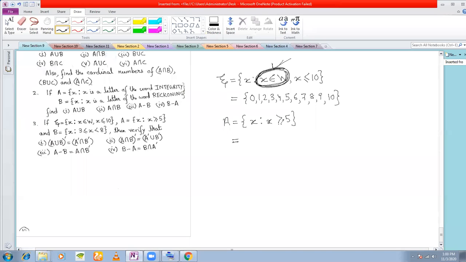Okay, so in A here it is not given x belongs to W, but we'll assume x belongs to W because in the universal set x belongs to W. So if we want to write this in tabular form, what are the whole numbers that are greater than or equal to 5? It is 5, 6, 7, 8, 9, and so on.